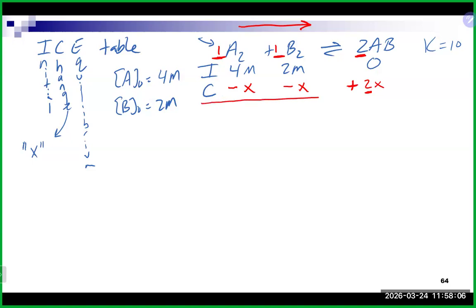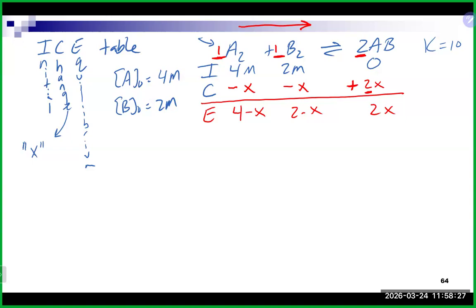When we get to equilibrium, we're basically just going to bring everybody down. And for the sake of making it a little clearer, I'm going to leave the molarity M off of it. And this is just going to be 4 minus X and 2 minus X. And this would be 2X. First off, any questions on the ice table?